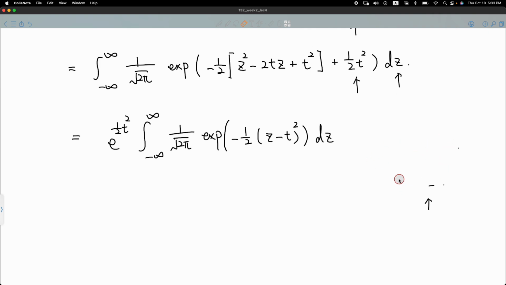Okay, so now what do you think about this integral here? Any thoughts on what this integral should equal to? Or what does this expression represent? So is this the density function for a random variable z that follows a normal distribution with mean mu equal to t and the variance equal to 1? Is that the case?